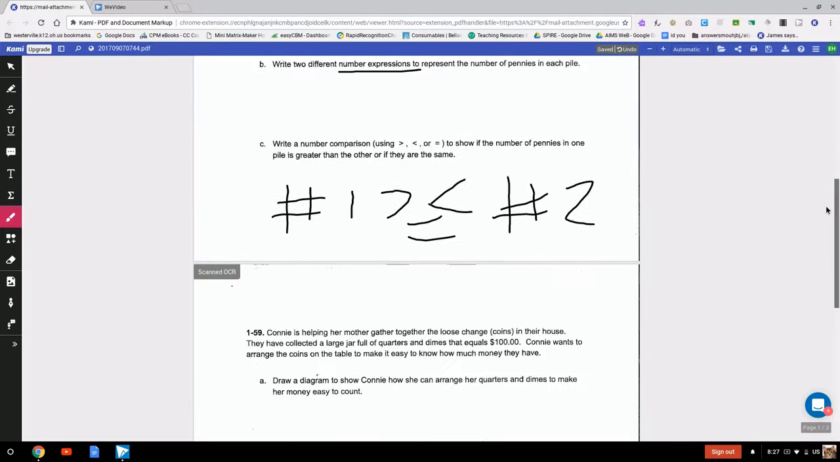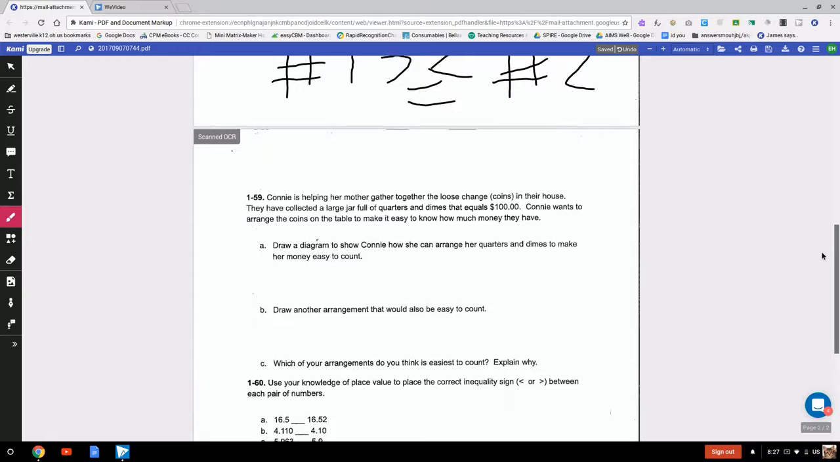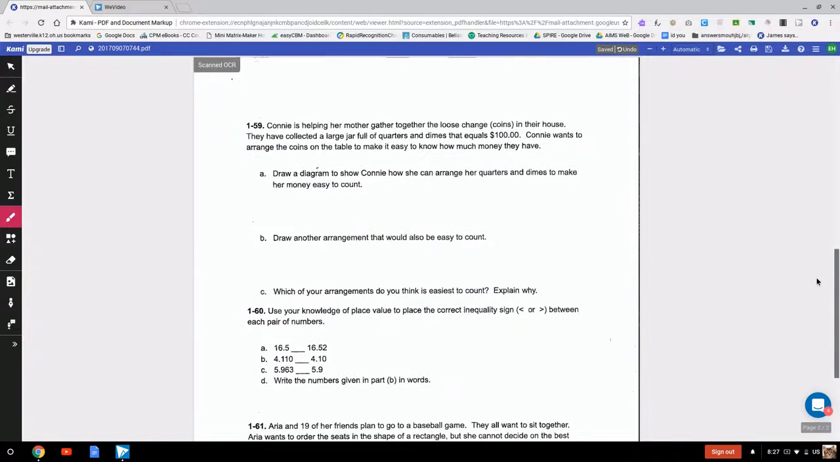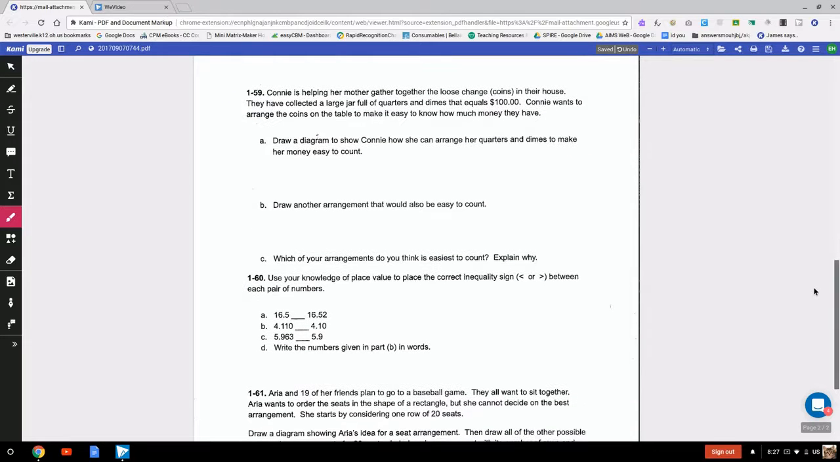Moving on to the back side, it looks like Corinne is helping her mom get together some loose change. They have collected a large jar full of quarters and dimes that equal $100. Corinne wants to arrange the coins to make it easy to know how much money they have. So just draw a diagram using only quarters and dimes. It doesn't matter how many quarters or how many dimes. To make sure that it equals $100, how would she arrange those?